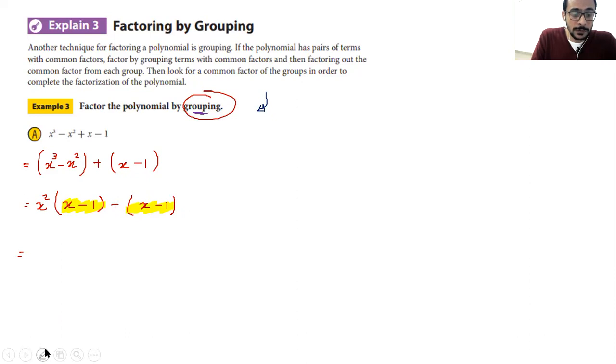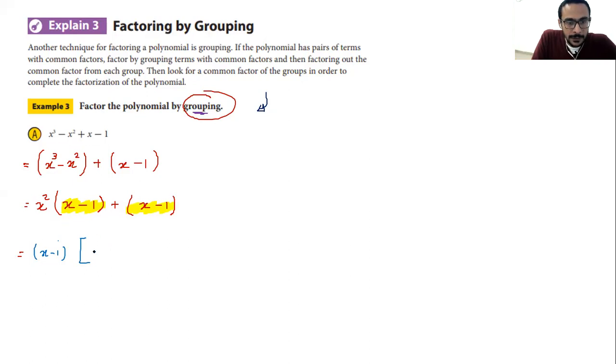And x minus 1, common factor. Excellent. You can take the x minus 1 as a common factor. We will take x minus 1 as a common factor. When you take it, guys, from the first term as a common factor, what is the remainder?